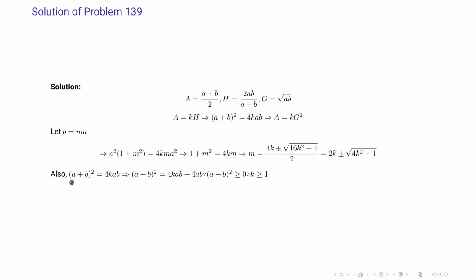Now we have obtained that (a plus b) whole square is equal to 4kab. So we subtract 4ab on both sides. We obtain (a minus b) whole square is equal to 4kab minus 4ab. That is, (a minus b) whole square is greater than or equal to 0. So this will have to be greater than or equal to 0. This will be so only if k is greater than or equal to 1.